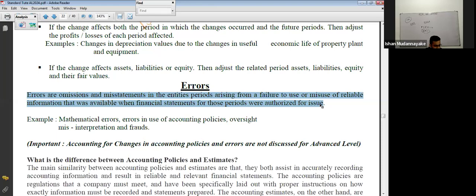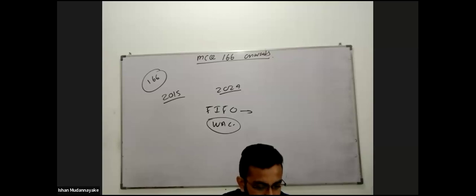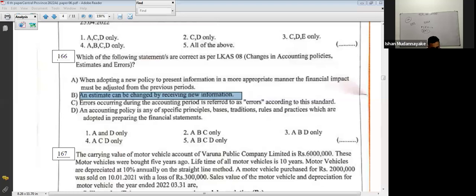Errors can happen in the business in the current period or previous period. Therefore, we can consider errors as errors that happen during the current period itself.